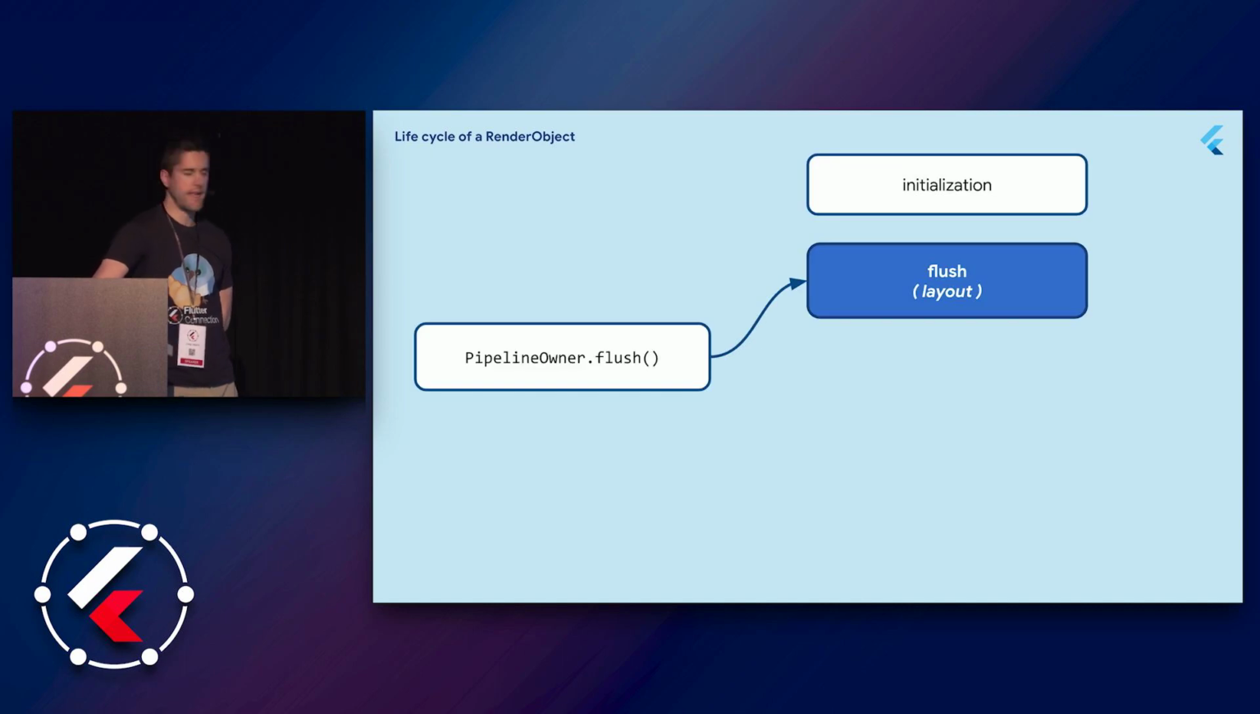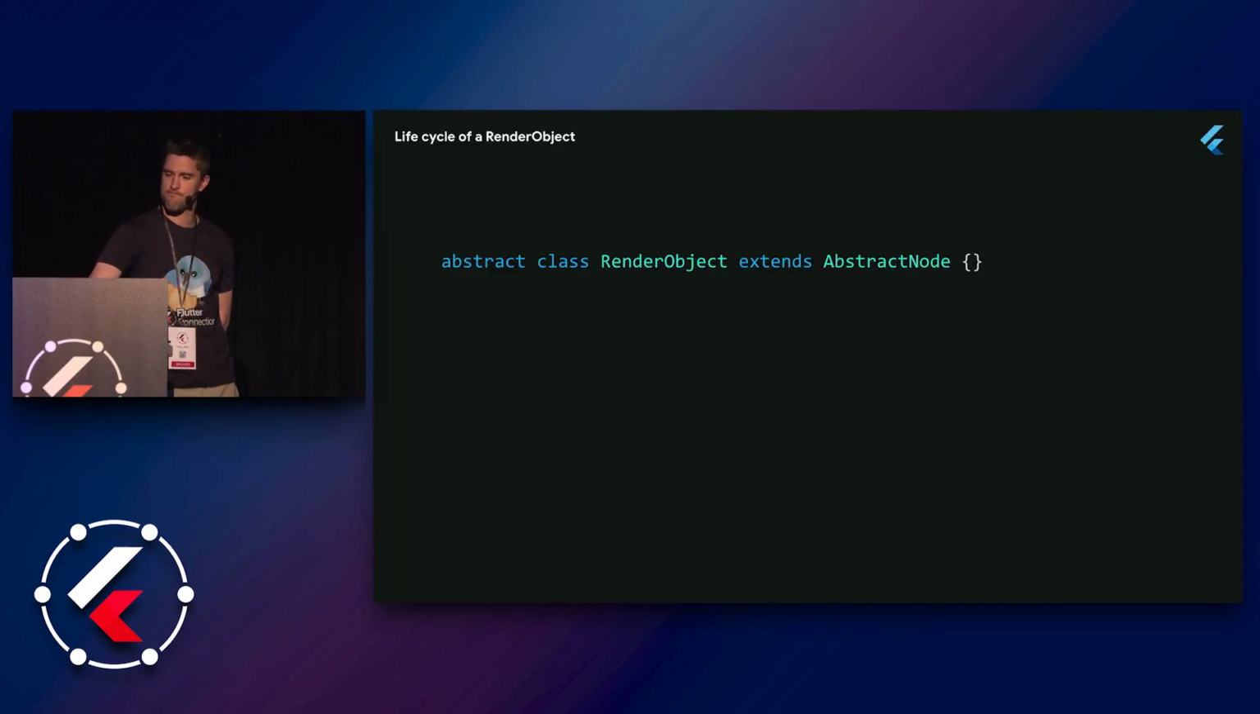The layout phase happens when this thing called the pipeline owner enters its flush phase. The pipeline owner is a very high-level class. It sits at the very beginning of Flutter code. I talked about it a bit in the last talk as well, but it manages all three of the trees. Layout is not the only thing that happens in the flush phase, but it is how this gets started.